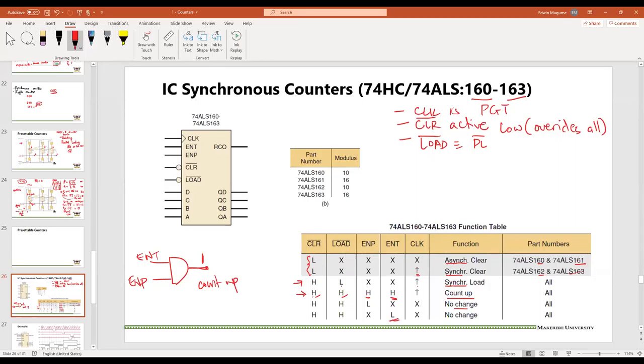If it is ENT that is low, it really doesn't matter what the other is. Once this is low, you don't care what that is, you cannot count. Once again, no change. You don't clear, you stay within that state until both of them are high. And once again, it doesn't matter whether the clock signal comes or not, as long as one of those two inputs is low, you cannot count. You read about these in the book, but they are just two inputs. Let me just say that ENT and ENP both should be high for you to count.